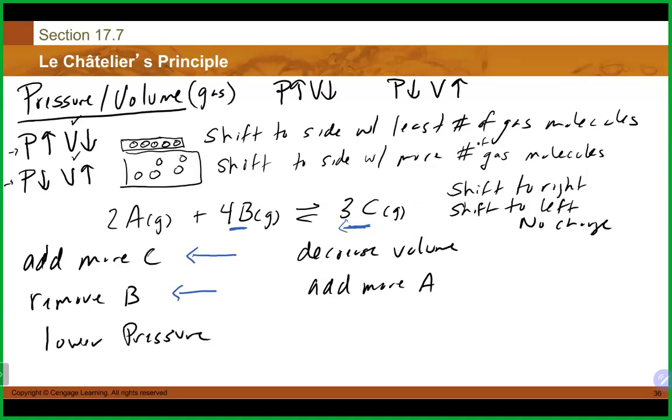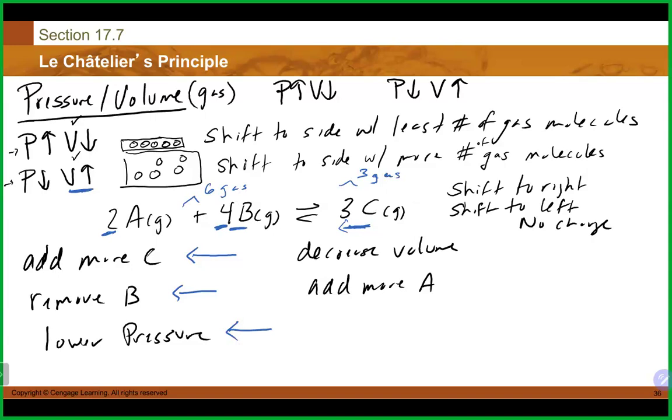When we lower the pressure, that means my volume has now increased. In a larger volume, we actually need more gas molecules to bring the pressure back up. On the left-hand side, we have a grand total of 6 gas molecules, just adding the coefficients. On the right-hand side, we have 3 gas molecules. In this case, that means we would shift to the left, because that is the side that has the most gas molecules.